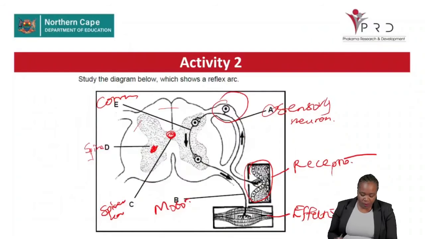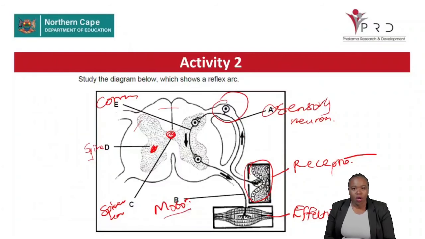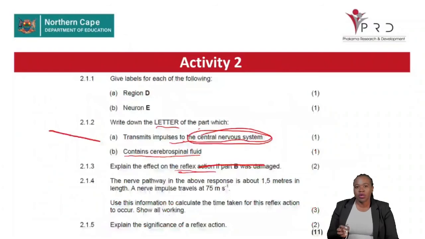You first need to know what part B is, then know what the function of part B is. Part B is the motor neuron. What does the motor neuron do? Remember, the motor neuron transmits impulses from the central nervous system to the effectors in order for an individual to be able to react. Right. So if part B is damaged, the person would be able to receive the stimulus. However, the person will not be able to react because the motor neuron will not be able to transmit an impulse to the effectors in order for the effectors to respond.